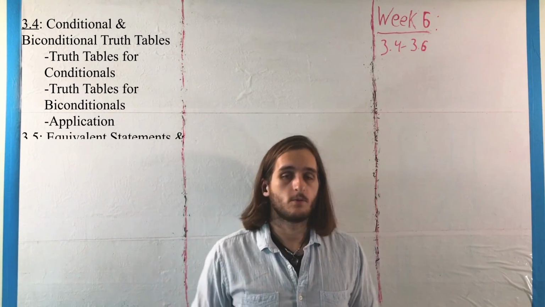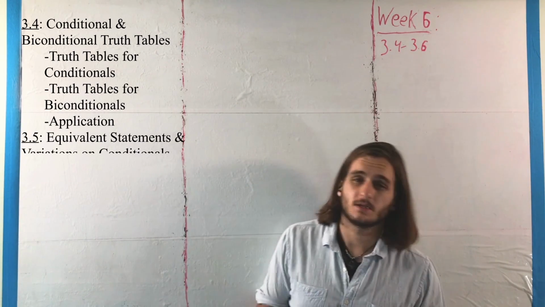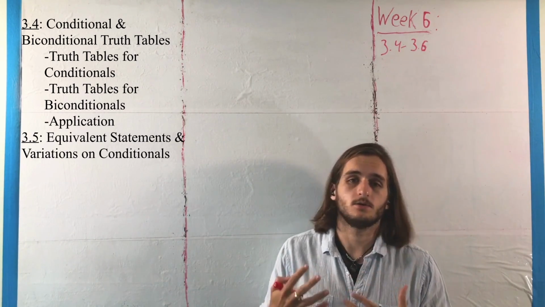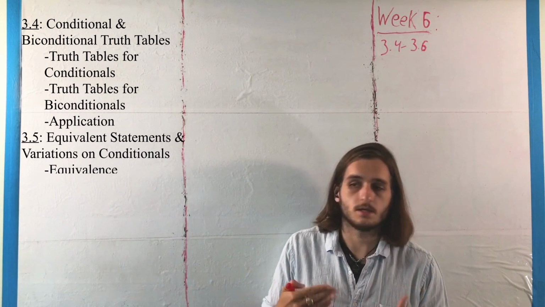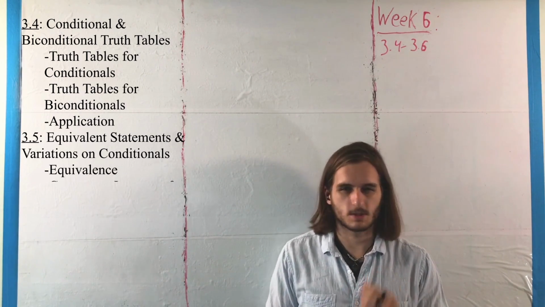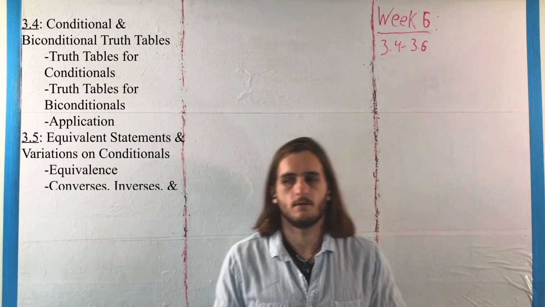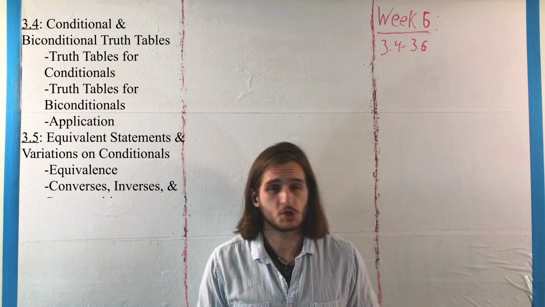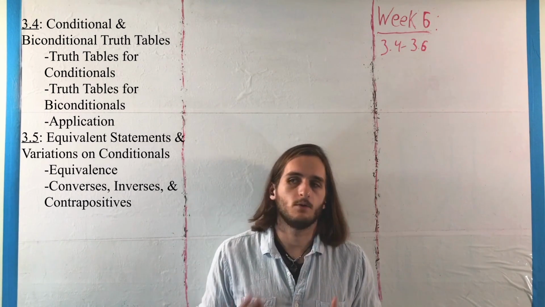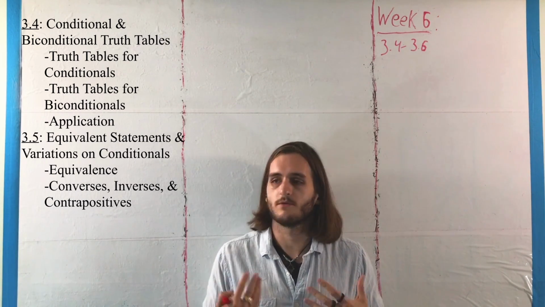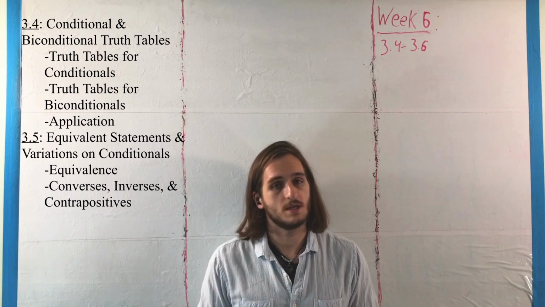Then in 3.5, we're looking at what are called equivalent statements, as well as the ways we can change a conditional. So for equivalent statements, we're just going to get the idea that that's a statement that has the same truth value, but is presented in a different way. And then for the variations, we're looking at things in terms of converses, inverses, and contrapositives, and how each of those changes might change the truth value of a conditional statement.